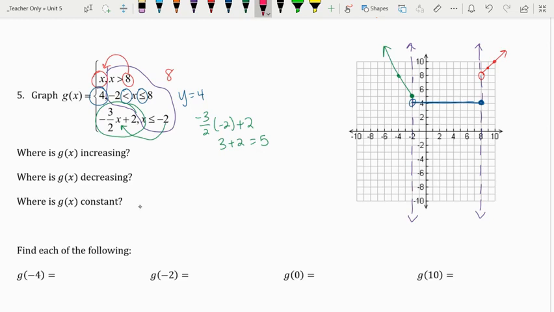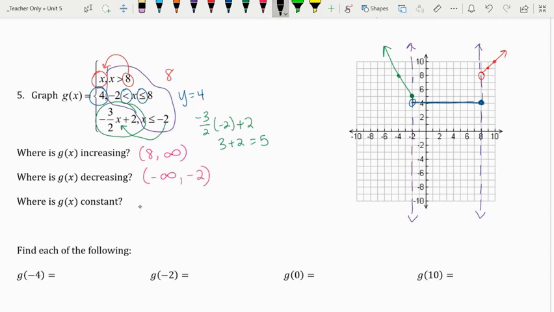So again, it says, where is it increasing? Well, it's increasing in this range right here, which again, x values would start with 8, and it would go to infinity. Then it is decreasing, remember reading it from left to right, in this area over here. It's a negative slope. So that is from negative infinity to that boundary, which is negative 2.